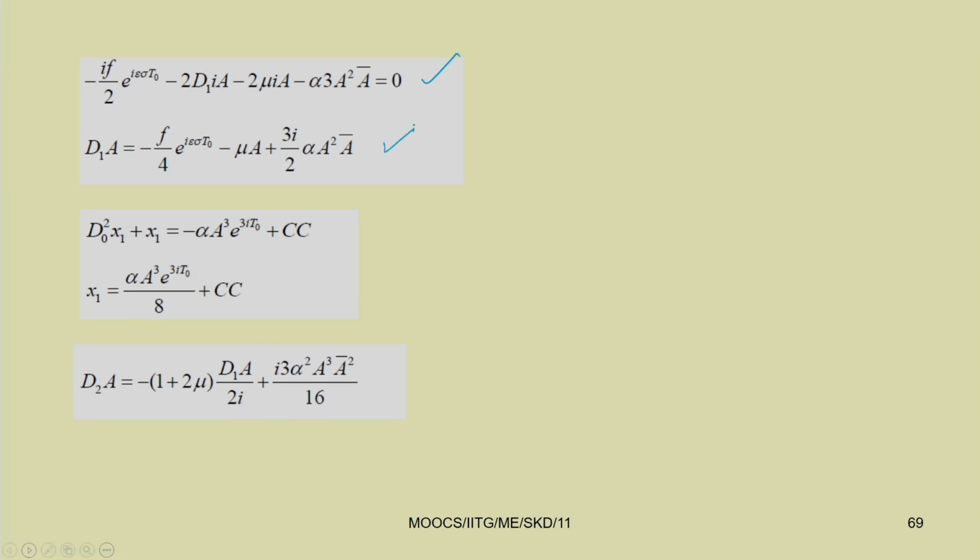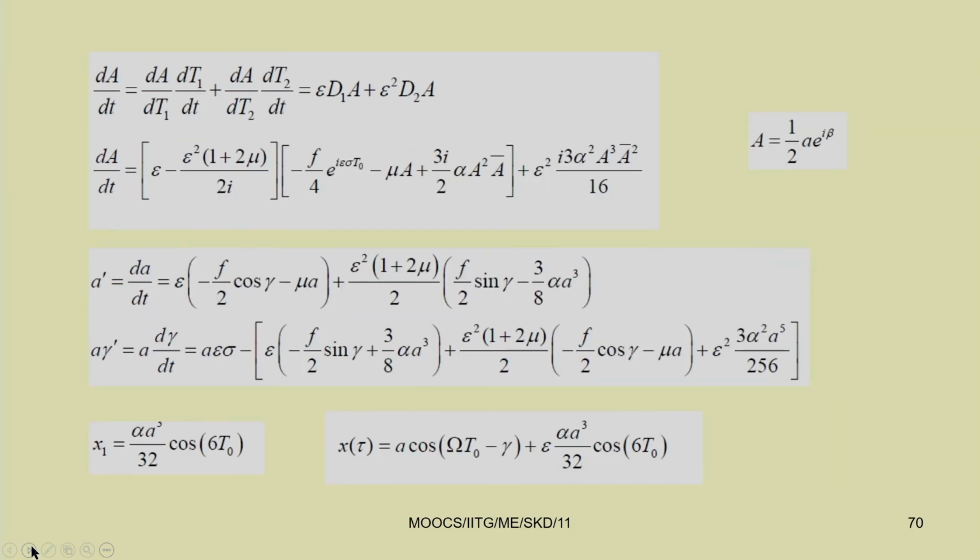Now, substituting this in the second equation, we get the expression for x 1. Similarly, we can get D 2 A by substituting this x 1, x 2 in the third equation and eliminating the secular term, we can get D 2 A. Then we can write, you can note this point actually.